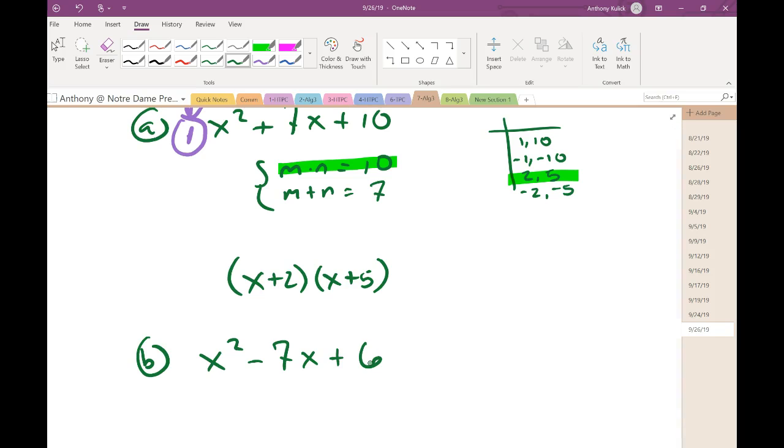What if I have x squared minus 7x plus 6? We're done writing things down now. You've seen me write them down. We're doing these in our head. This is the process we'd like to get to where you can do these in your head almost instantaneously.